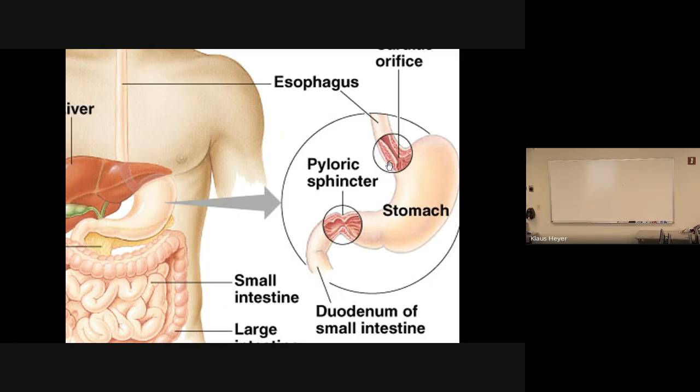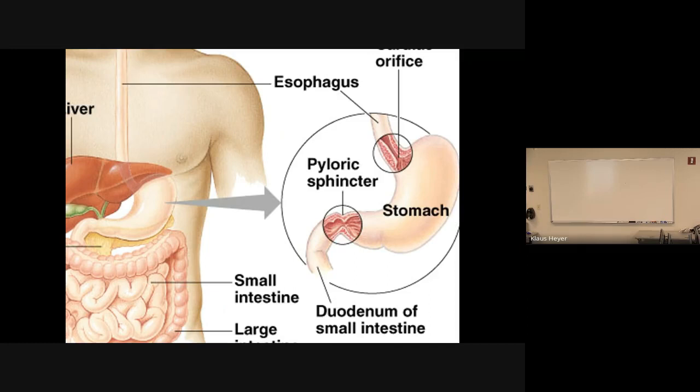This right here, it's smooth muscle. But anyway, so the pyloric sphincter, you don't want to dump food into the small intestine. And what is the function of the small intestine? That's the stomach. So now the food goes into the small intestine.